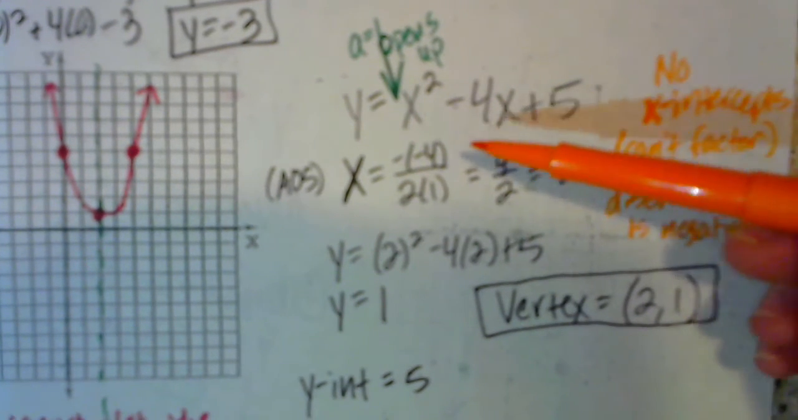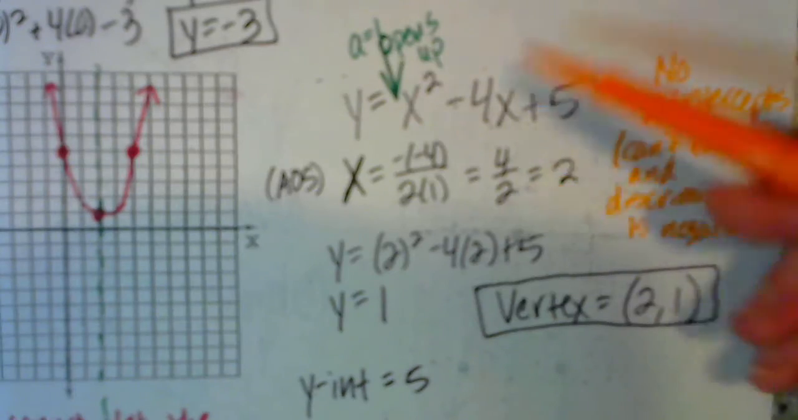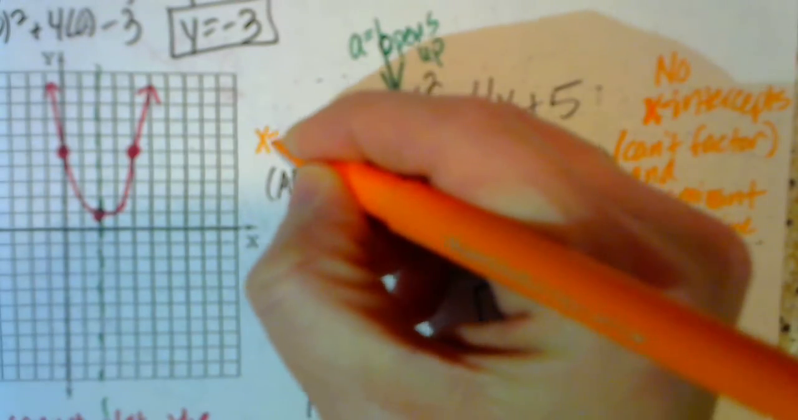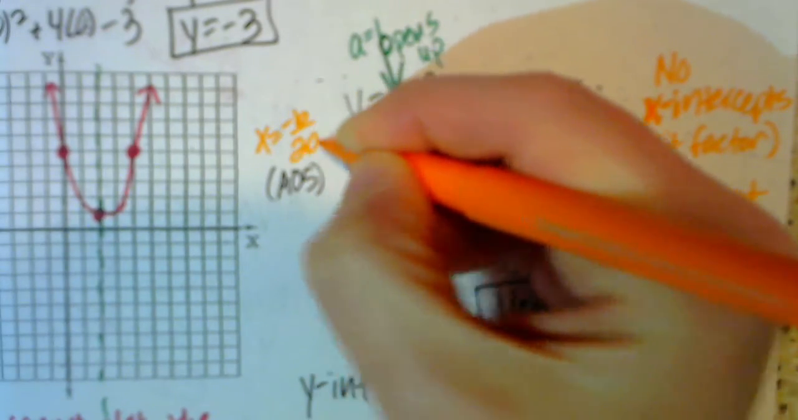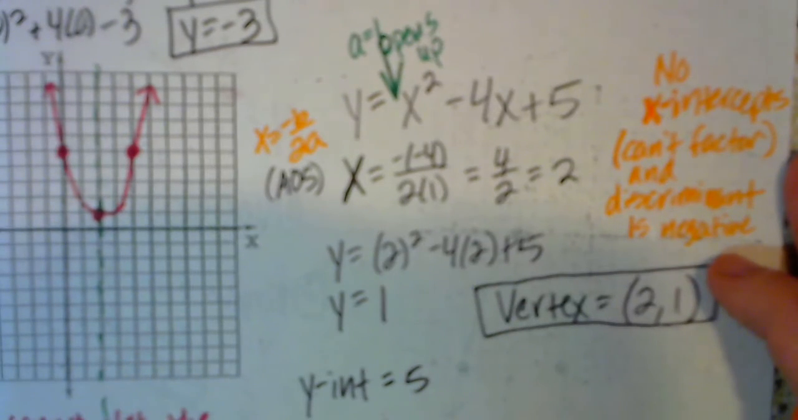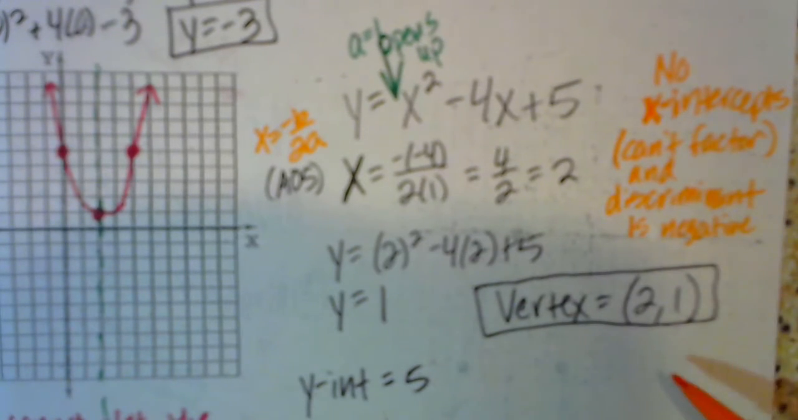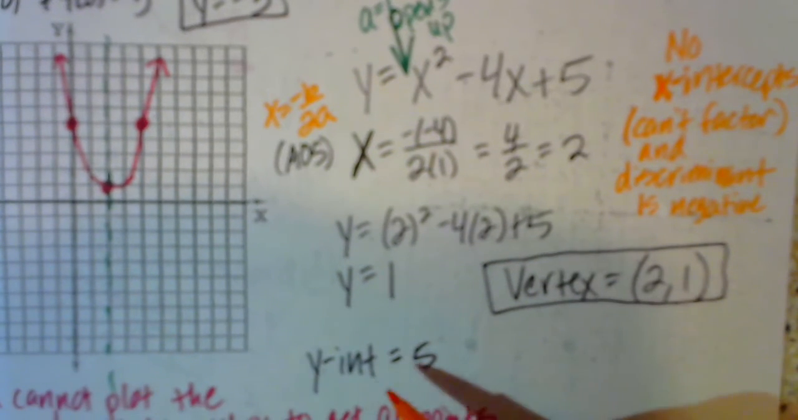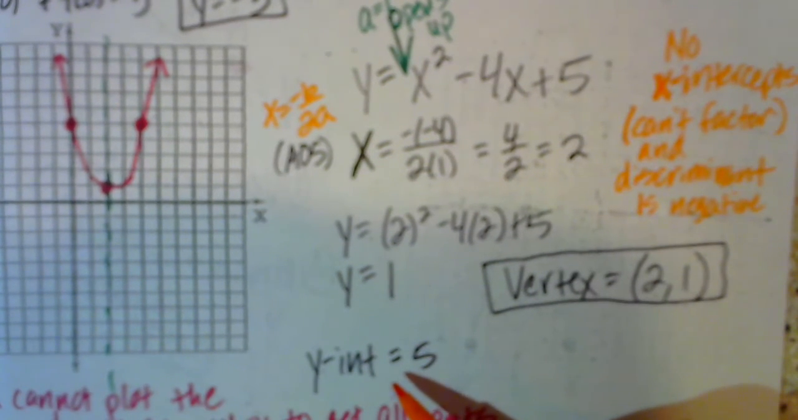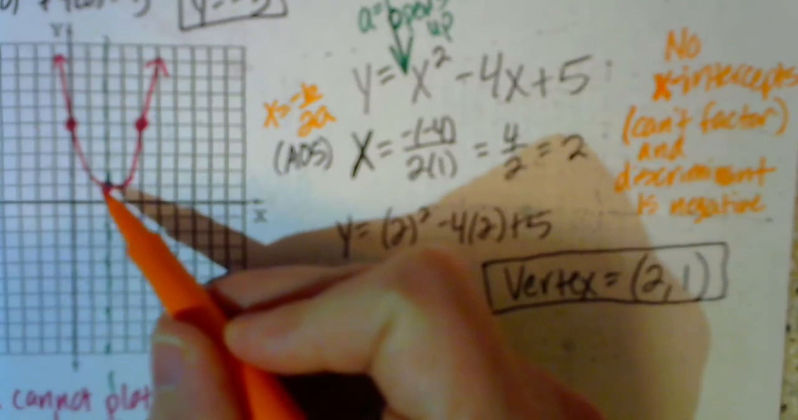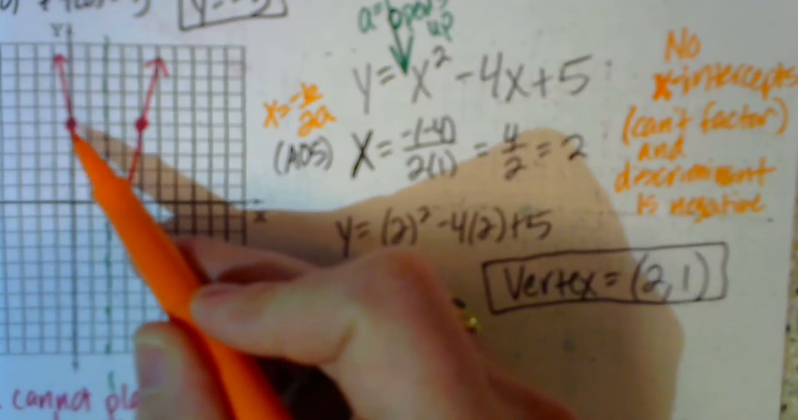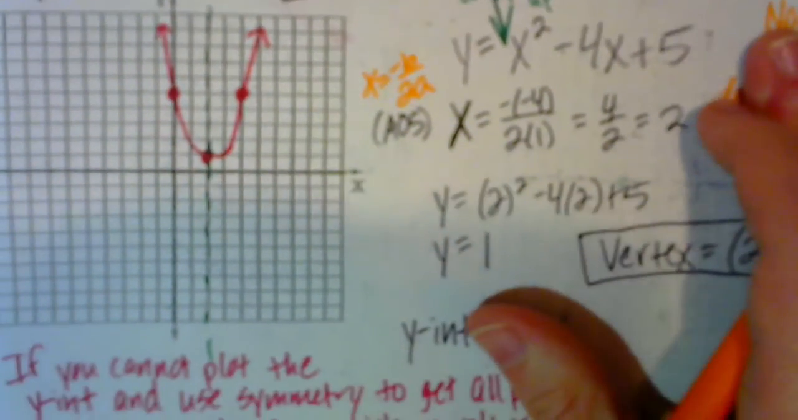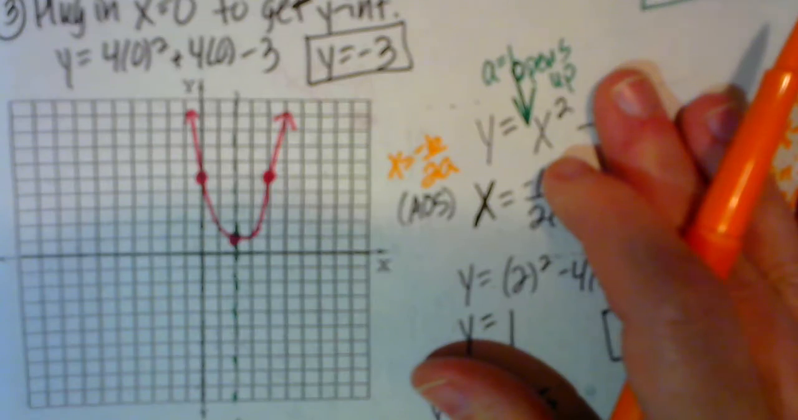I'm still going to go through the steps for finding my vertex. x equals negative b over 2a. Plug it in so I get my vertex. I know my y-intercept is 5. So I can plot the vertex, 2, 1. I can plot 5 on the y-axis. A lot of times they want 3 points though.